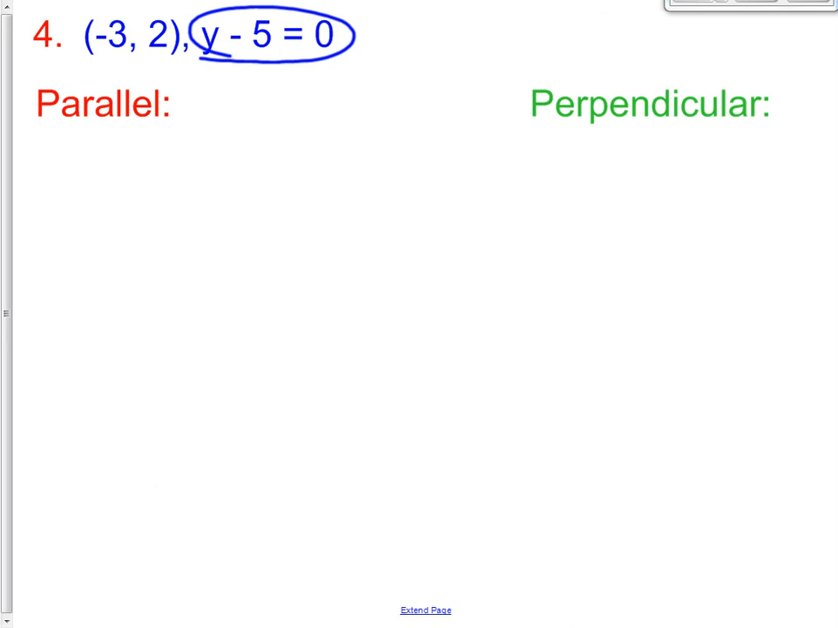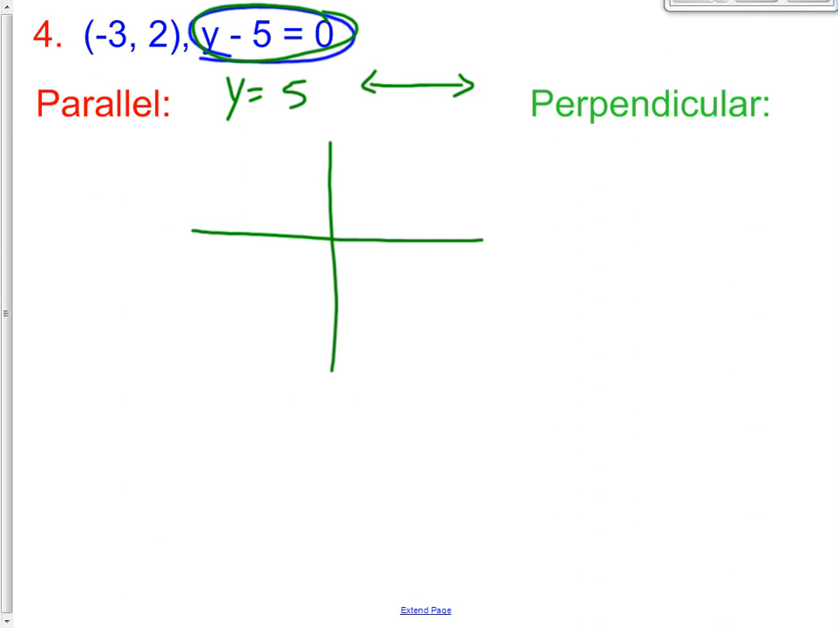Let's think about this logically for a second. Let's get this one into y equals mx plus b form, which means get y all by itself. So then you would just add 5, so we would get y equals a positive 5. Well, what do you know about a line that is only y equals? Hopefully you know that it is horizontal. So on a graph paper, you would go 1, 2, 3, 4, 5, and voila, there's my line.